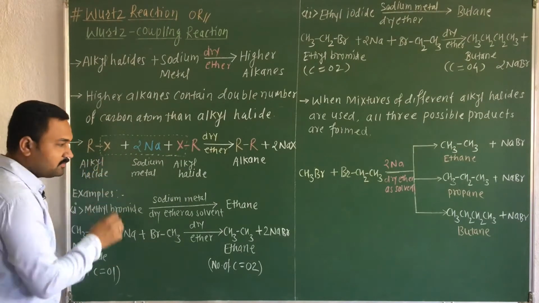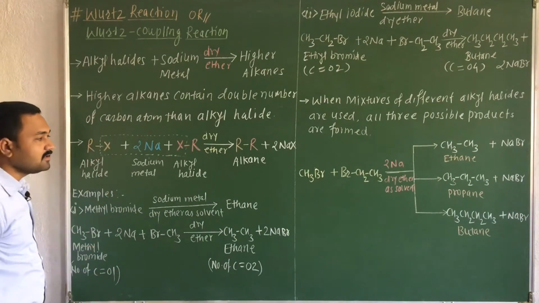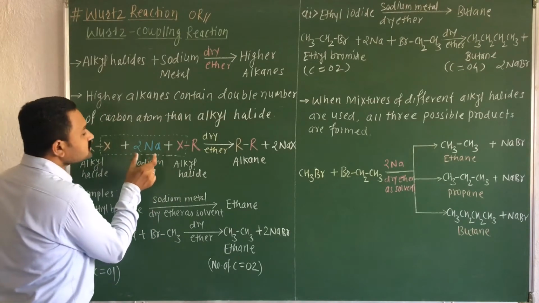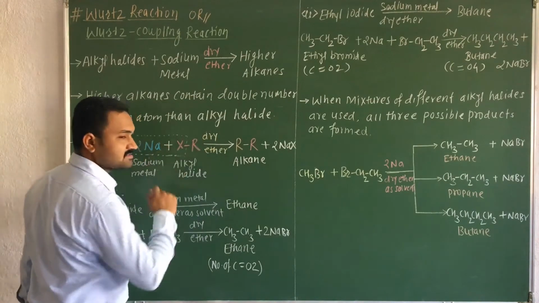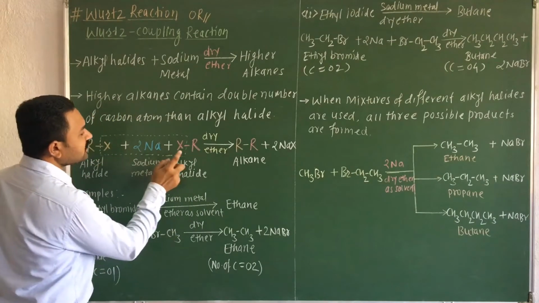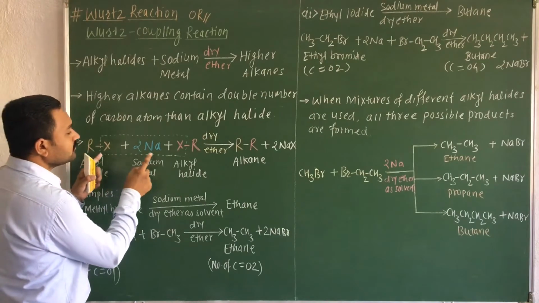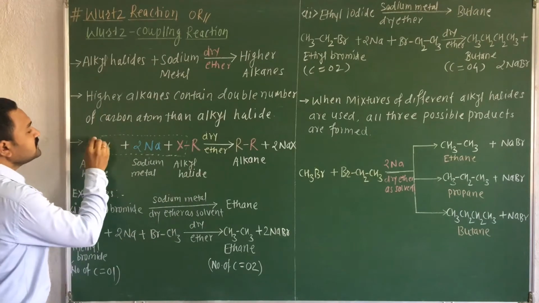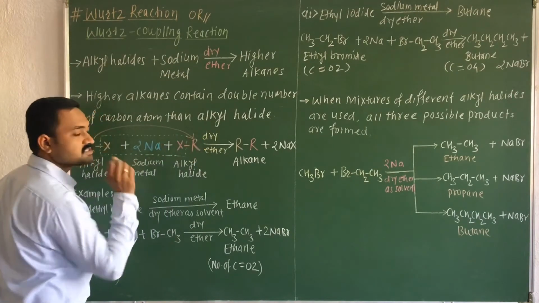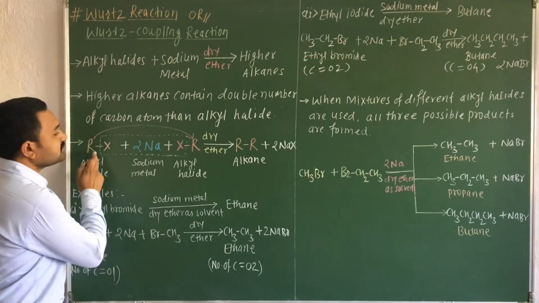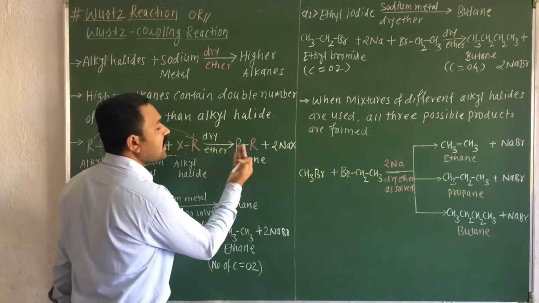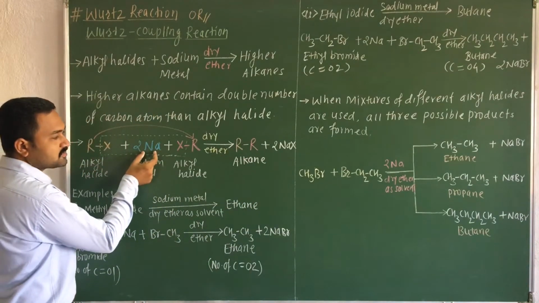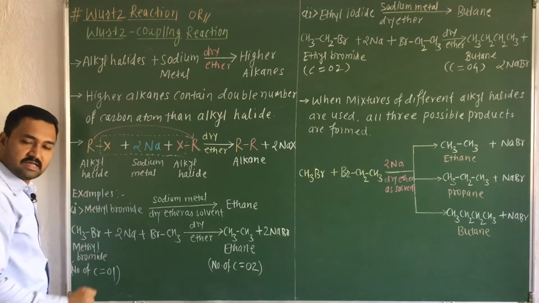For example, consider the general reaction. This is one molecule of alkyl halide and this is the second molecule of alkyl halide. They are treated with sodium metal in the presence of dry ether as a solvent. Then the halogen atoms are removed from the alkyl halides and a coupling between the two alkyl groups takes place. Just keep this in your mind. They join with each other and produce the higher alkane, plus we get 2NaX, that is two molecules of sodium combined with the halogen atoms.